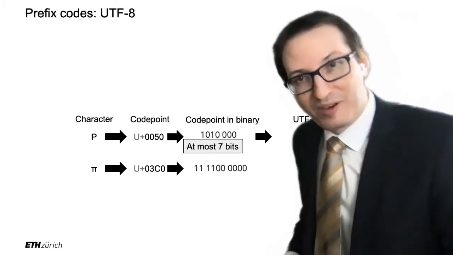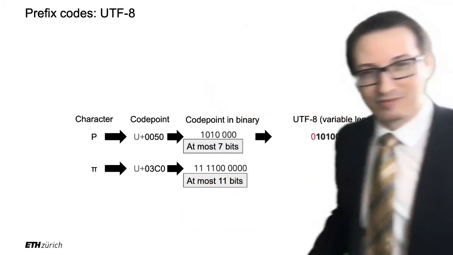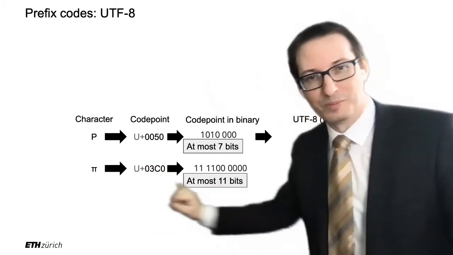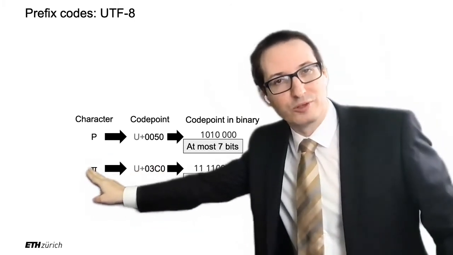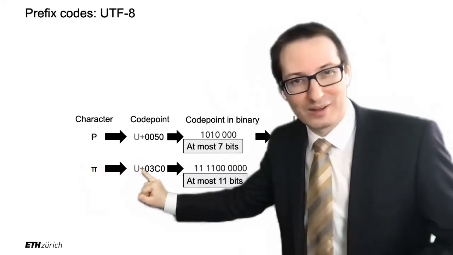What happens if I have more than 7 bits, but less than 11, right? At most 11, less than 12, at most 11. So let's take the number, not the number, it's a number, of course, but here I mean the character pi.